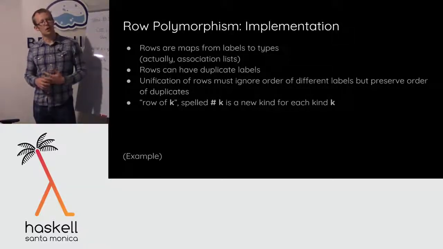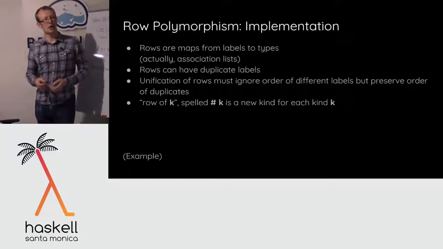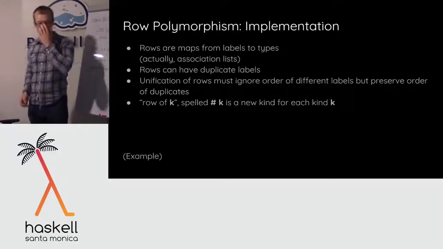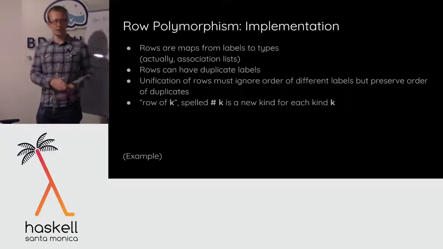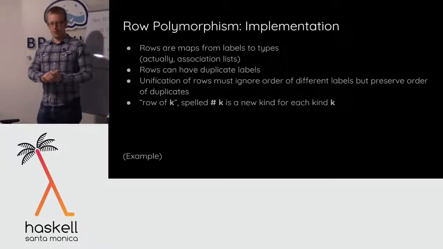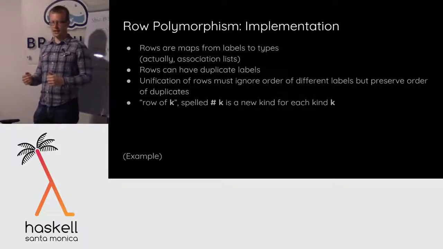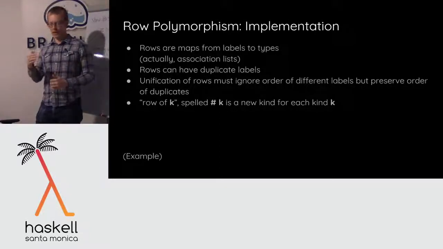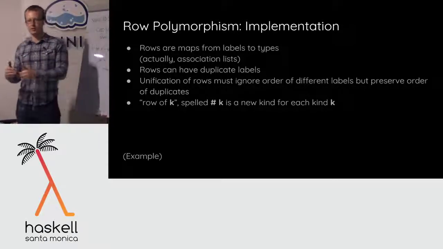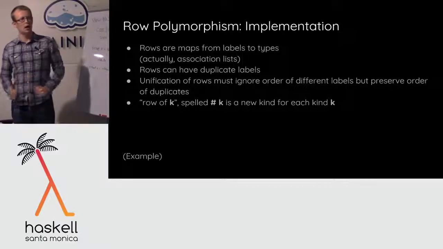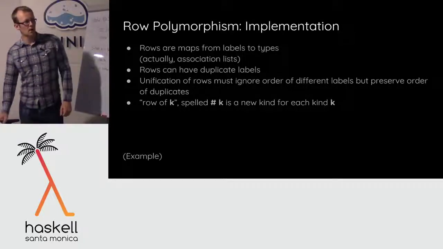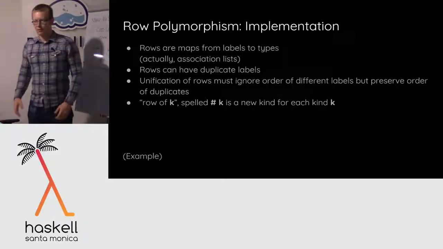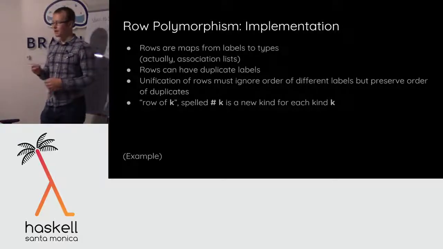Unification of rows must ignore order of different labels. All right, so actually, it's sort of a technicality, but the rows that we have allow for duplicates. So we keep things in sorted order inside the compiler for a row, but when we have duplicate labels, we have to make sure that we don't reorder the duplicates, because the order is important for duplicates of the same label. For example, if I have effects and I want to track the fact that I can throw two exception types, it's important to remember the order in which I'm going to catch them, right?